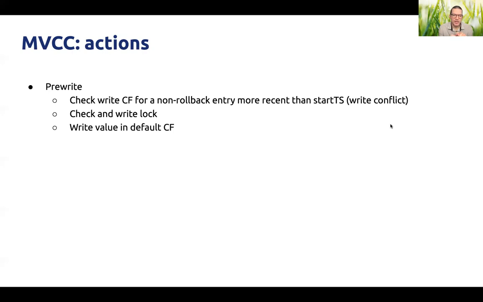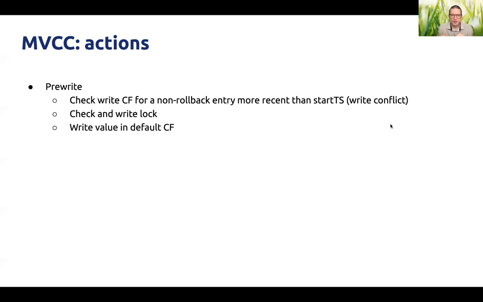Then we check the lock column family. And if the key is locked, that means another transaction has a lock on the key we want to write. And so obviously the current transaction can't write it. So again, we have to give up on the transaction and roll back.